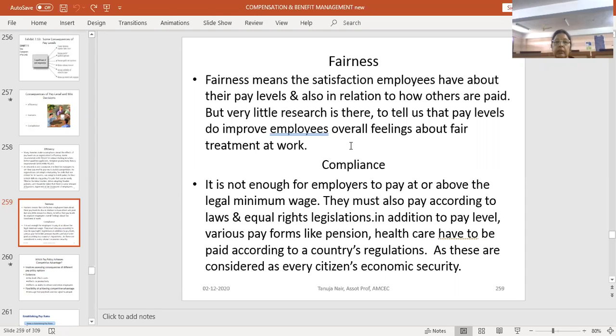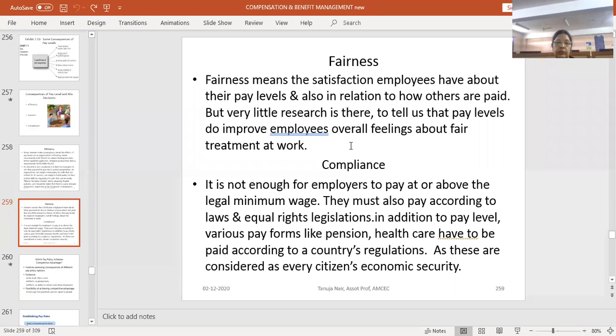Compliance is where the employers follow the legal labor wage requirements, that is the minimum wage act and all, for skilled jobs and unskilled jobs. So they should make sure they are paying according to the law. They should not pay less for women as compared to men, or they should not pay less to disabled employees as compared to the normal employees.